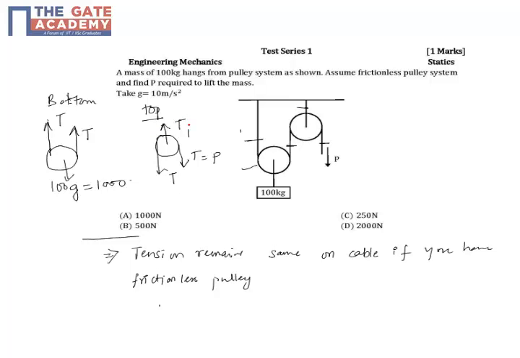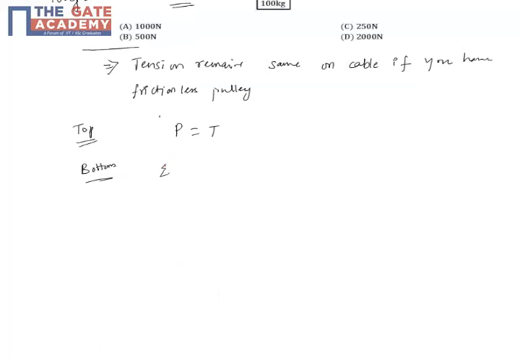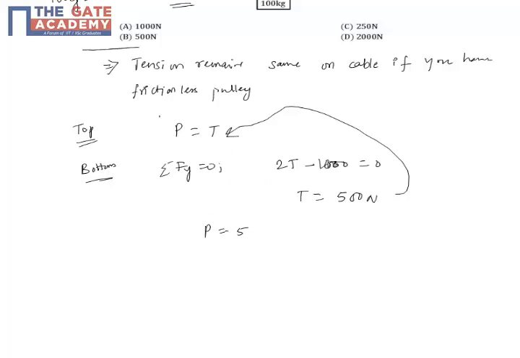Basically, from the top pulley you will understand that the force required is T. From the bottom pulley, if you are able to find T, now it's in equilibrium, so the sum of vertical forces is 0. So 2T, that is T plus T upward, minus 1000 is equal to 0. So T is equal to 500 newtons, and if I substitute it here, I get P equal to 500 newtons.